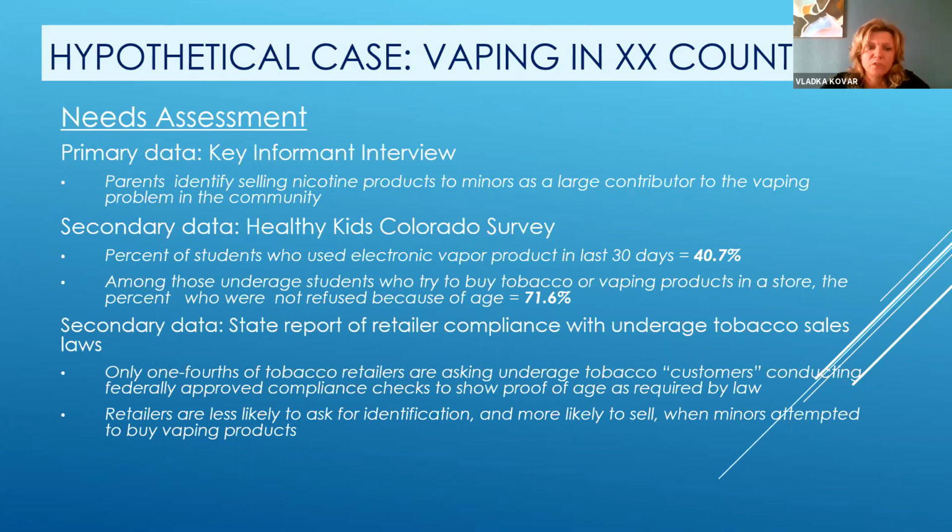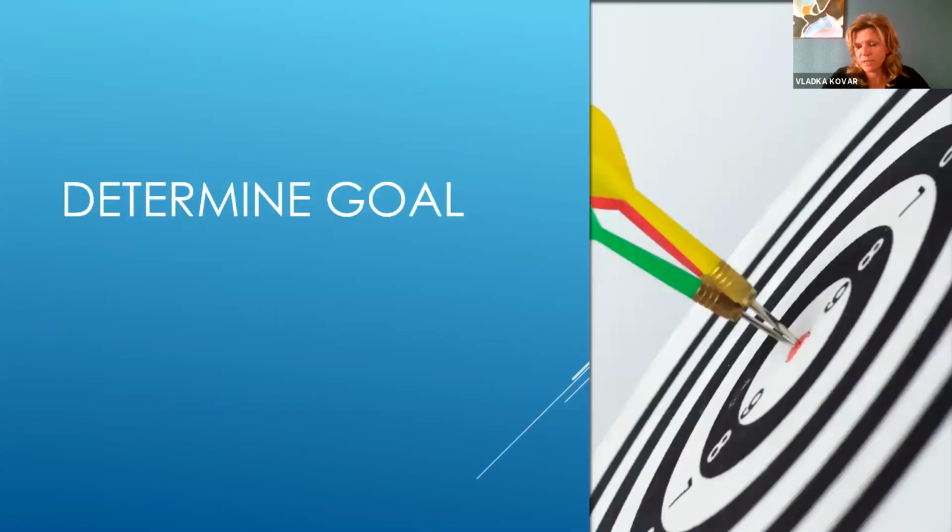And to find a little more supporting data, you can also go to the state report of retailer compliance with underage tobacco sales. And then again, you find some data which support the argument that the retailers are actually not checking the age of those quote-unquote customers who are conducting federally approved compliance checks, and that they are also less likely to ask for the identification if the minor is trying to buy the vaping products. So you take this information and now you have to start thinking about what is your goal? What do you want to achieve with that?